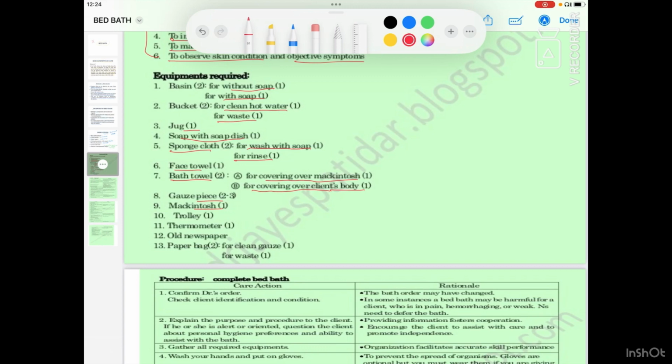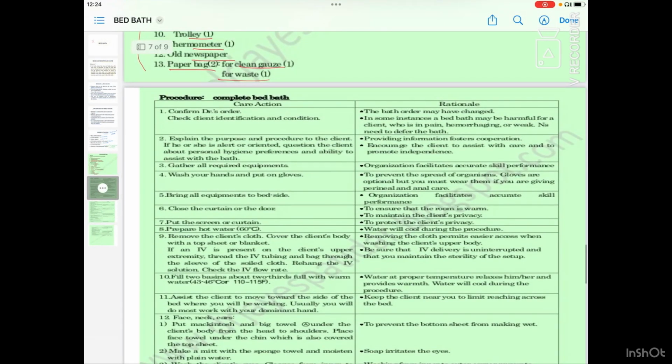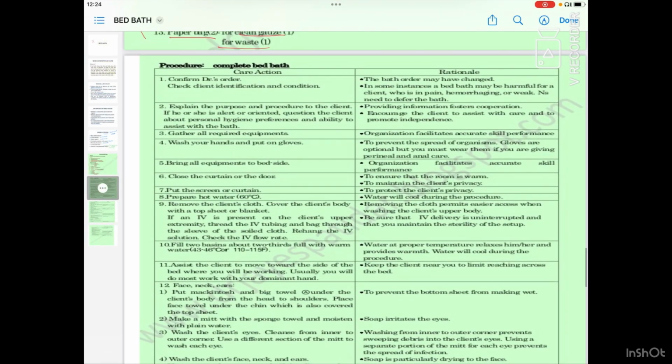You have seen it in the hospital. It is a plastic sheet, not rubber, and it has two colors. And a trolley, a thermometer. What is a water thermometer? Okay, a temperature thermometer. And old newspaper, paper bags for clean goods and for waste. Okay, so these are all the equipment we kept ready, and we are going to give the bed bath to the patient. So the procedure is the complete bed bath.